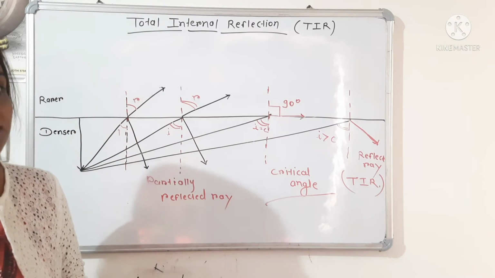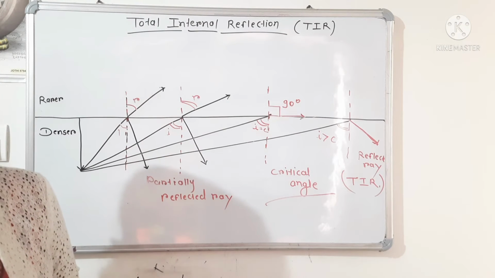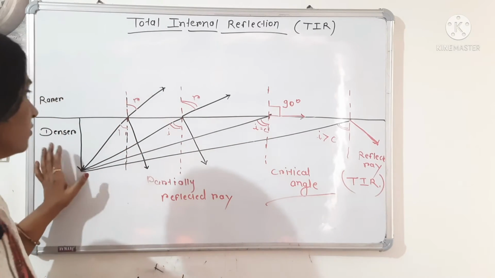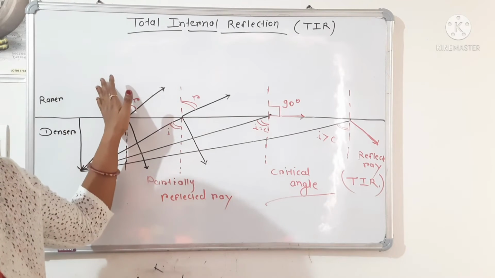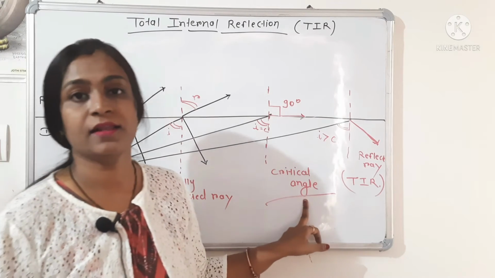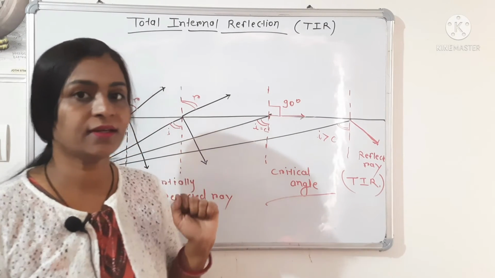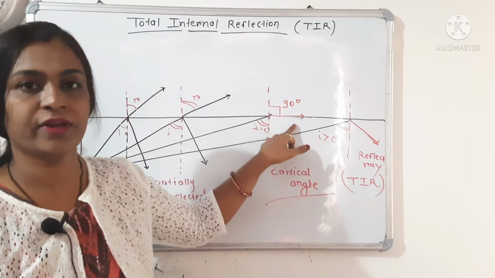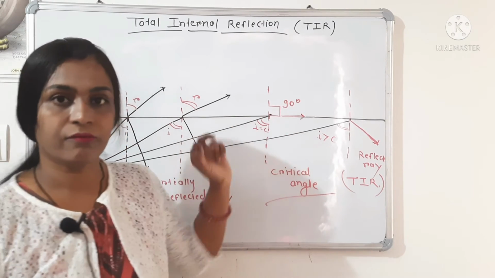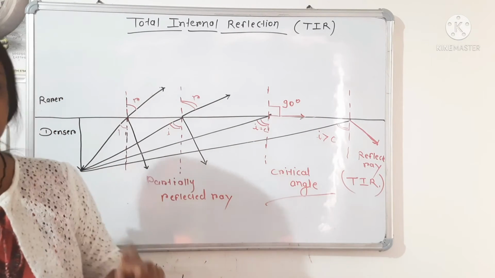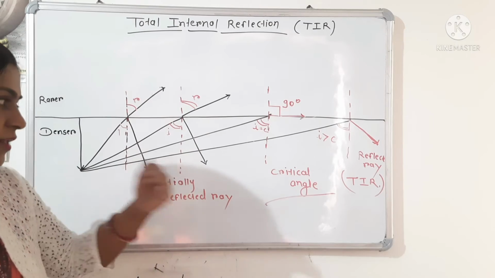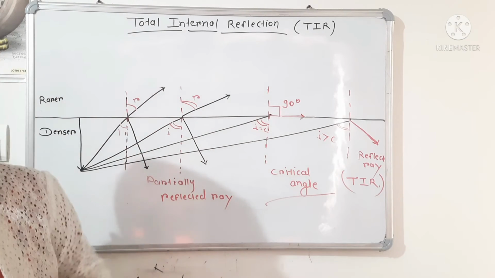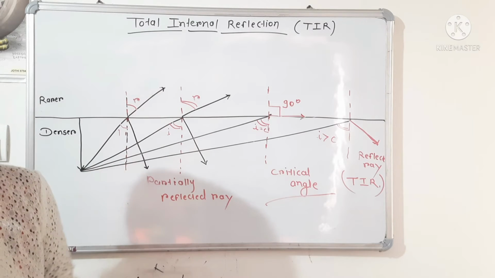Two conditions must be satisfied for TIR. When both conditions are satisfied, total internal reflection occurs. First, the light ray must move from denser to rare, and second, the incident angle must be greater than the critical angle. What is the critical angle? The critical angle is that incident angle where the angle of refraction becomes 90 degrees. And if the angle of incidence is greater than the critical angle, then total internal reflection occurs. So this is the phenomenon of total internal reflection.